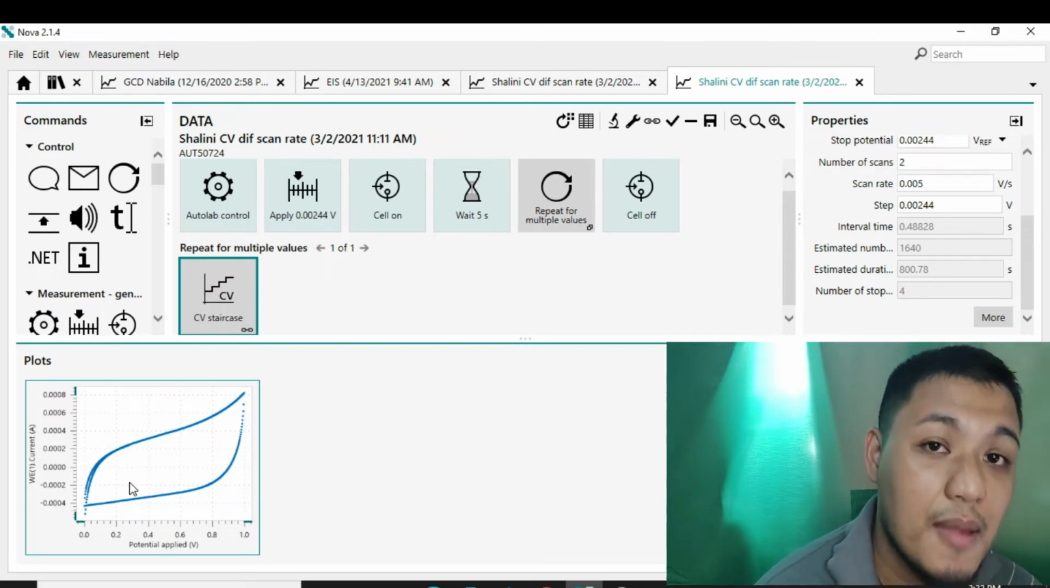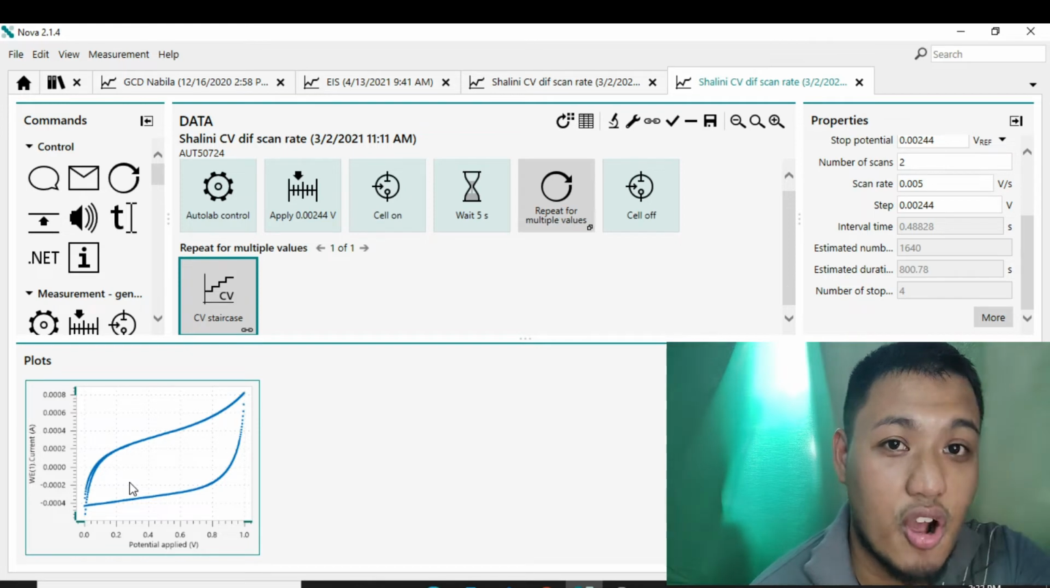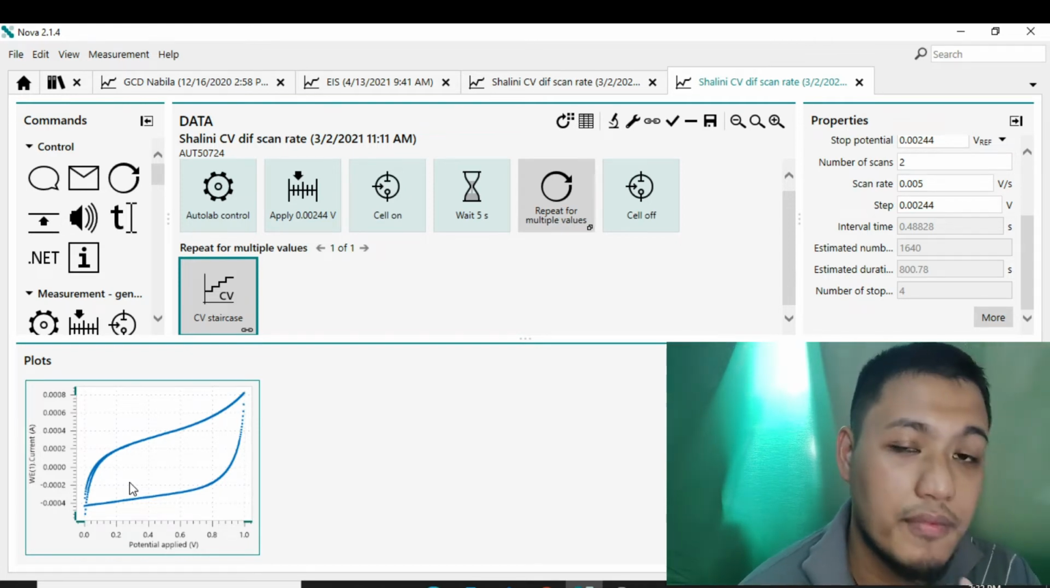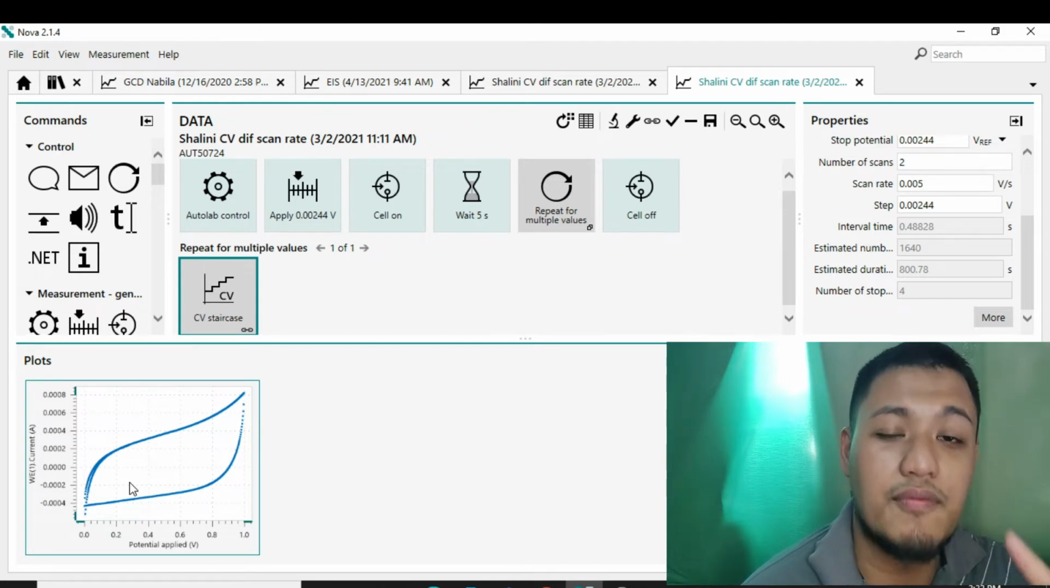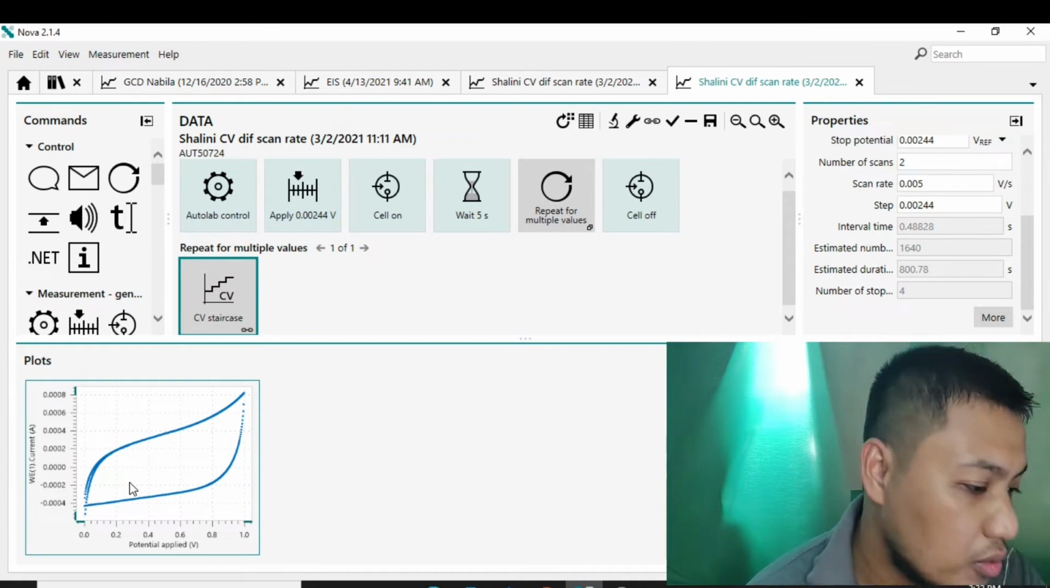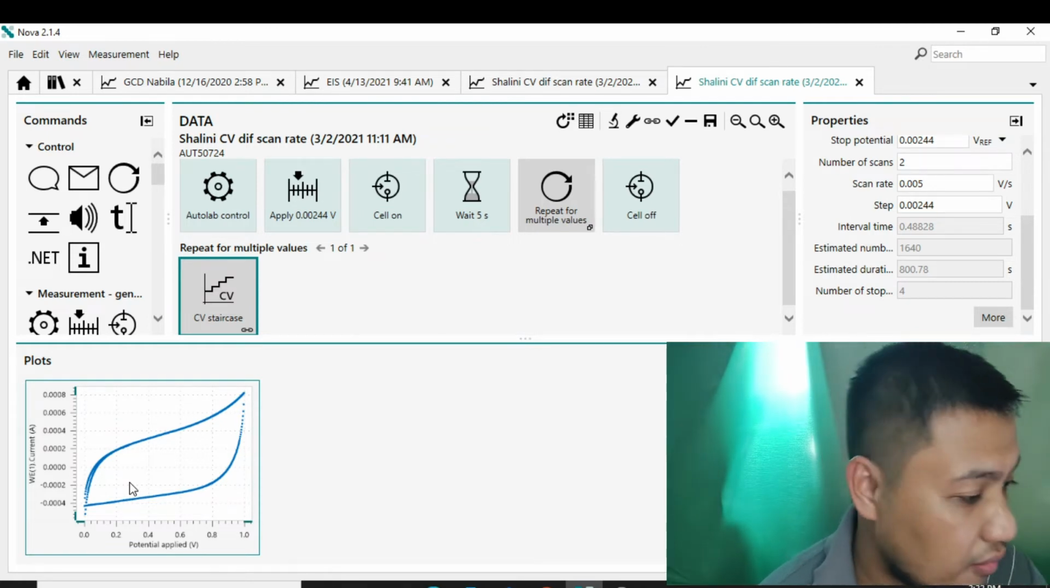If it is battery type, you can observe clearly a redox peak, with anodic and also cathodic peaks. So first, observing the shape is very important. Secondly, know the potential window. Okay, enough with CV, that's all.